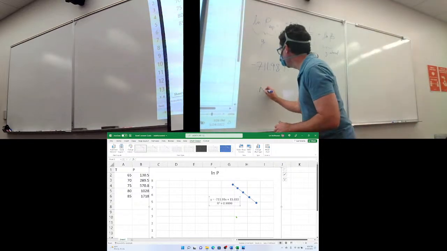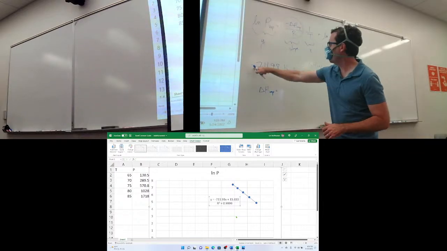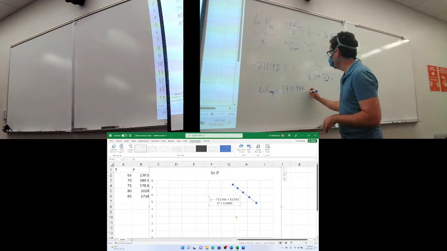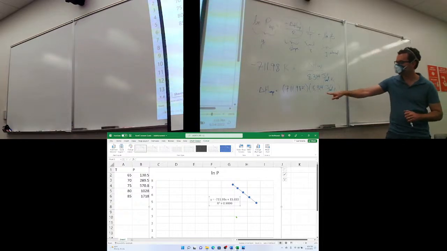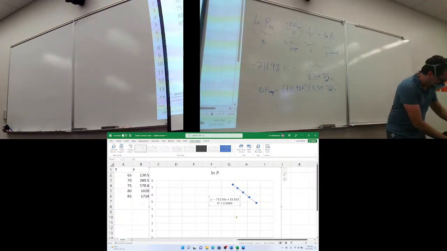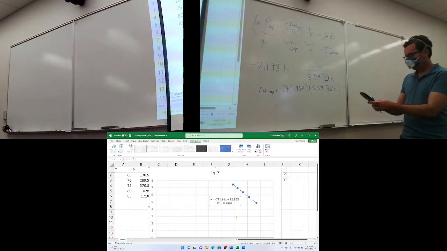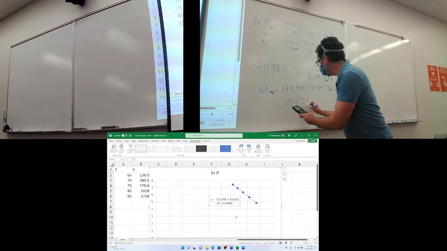So I end up basically with delta H vaporization equal to, the negatives will cancel out. I'm just going to not write those at all. 711.98 Kelvin times 8.314 joules per mole per Kelvin. Notice that the Kelvins cancel out, numerator, denominator, and you're left with joules per mole. So if we do this, 711.98 times 8.314, I get 5,919 joules per mole.